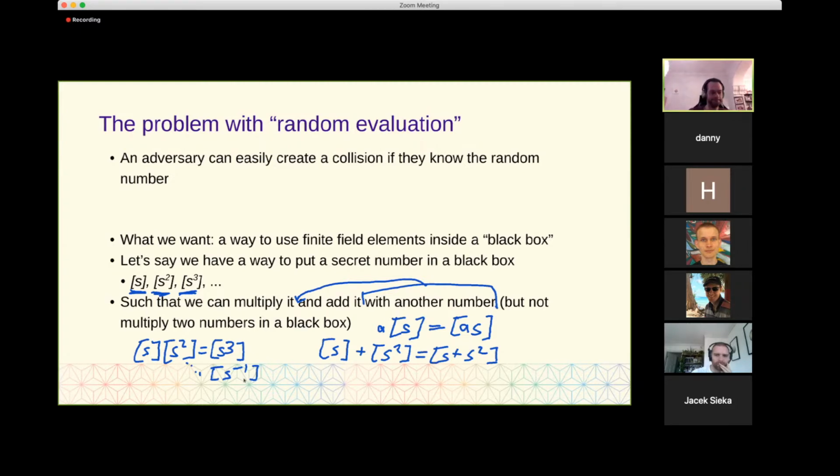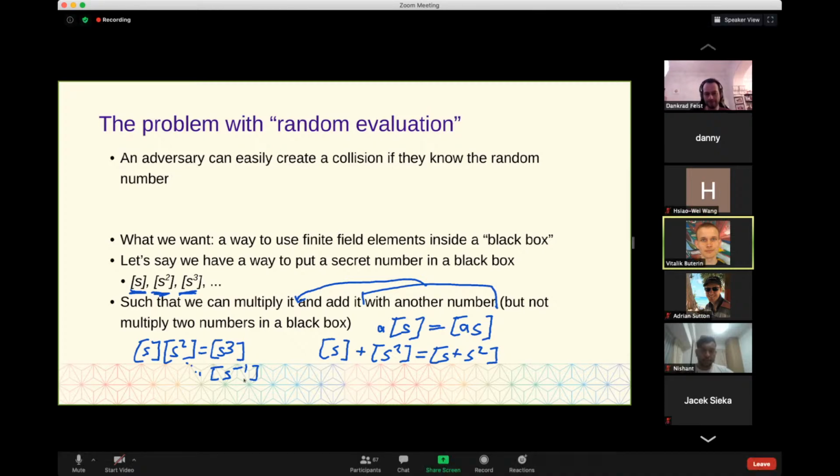I was just going to say it's actually even worse, because I believe you could use fancy elliptic curve algorithms to discover what f is, if you can multiply. Right. I probably, yes.